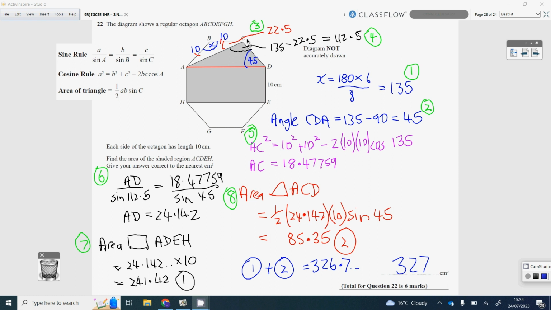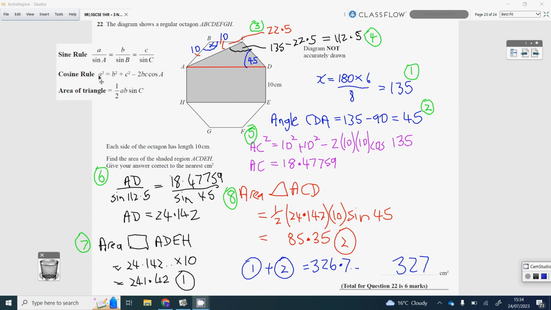Right, now that I've got all those angles out of the way, I'm now going to try and work out the length AD, because obviously once I know AD, I can work out the area of this rectangle just being base times height. So how to work out AD? Well, first of all, I'm going to need to know what AC is, and I can work out AC by focusing on the triangle ABC, where I've got side, angle, side, so I can use the cosine rule.